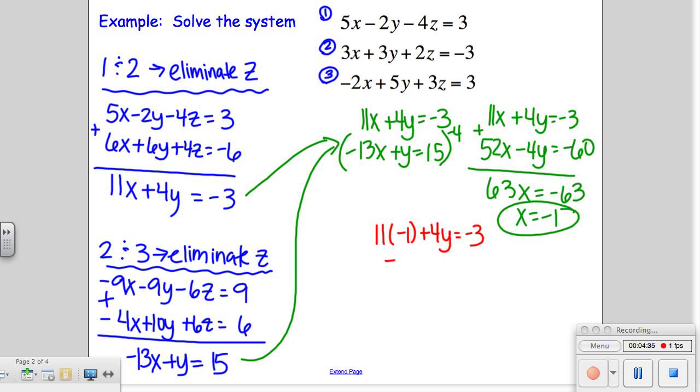So I get negative 11 plus 4y equals negative 3. I'm going to add 11, so 4y equals 8 and y equals 2. Now that I have x and y, I can find z.